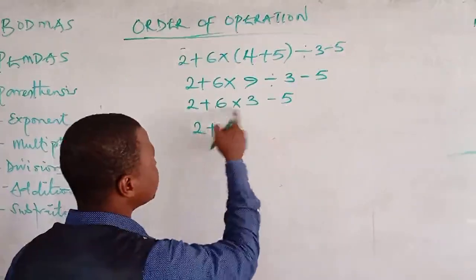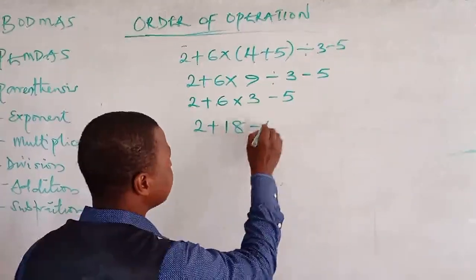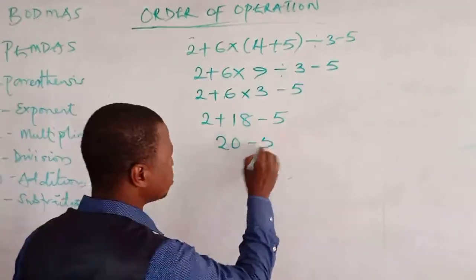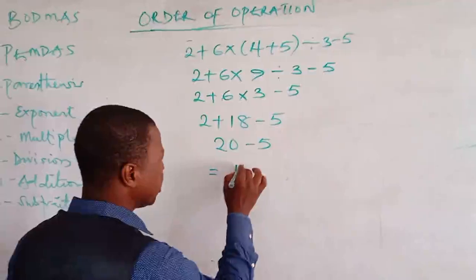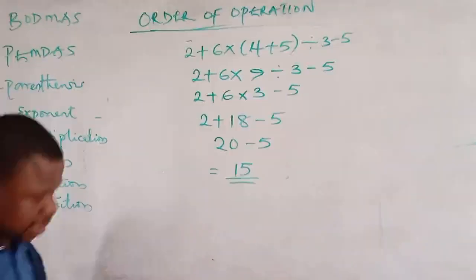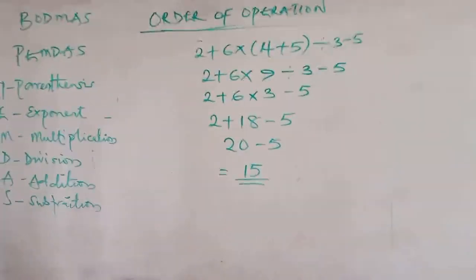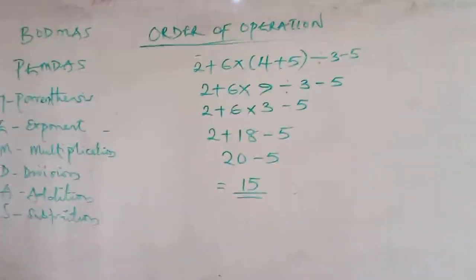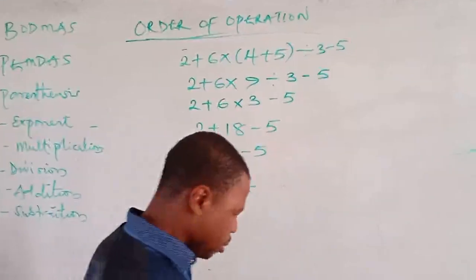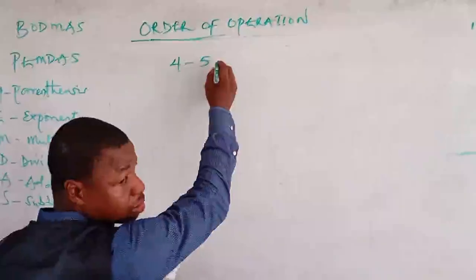And this is 2 plus 6 multiplied by 3, that is 18 minus 5. 2 plus 18, that is 20 minus 5. Then this is what? 20 minus 5, that is 15. And this is the correct answer. Then we move to another.